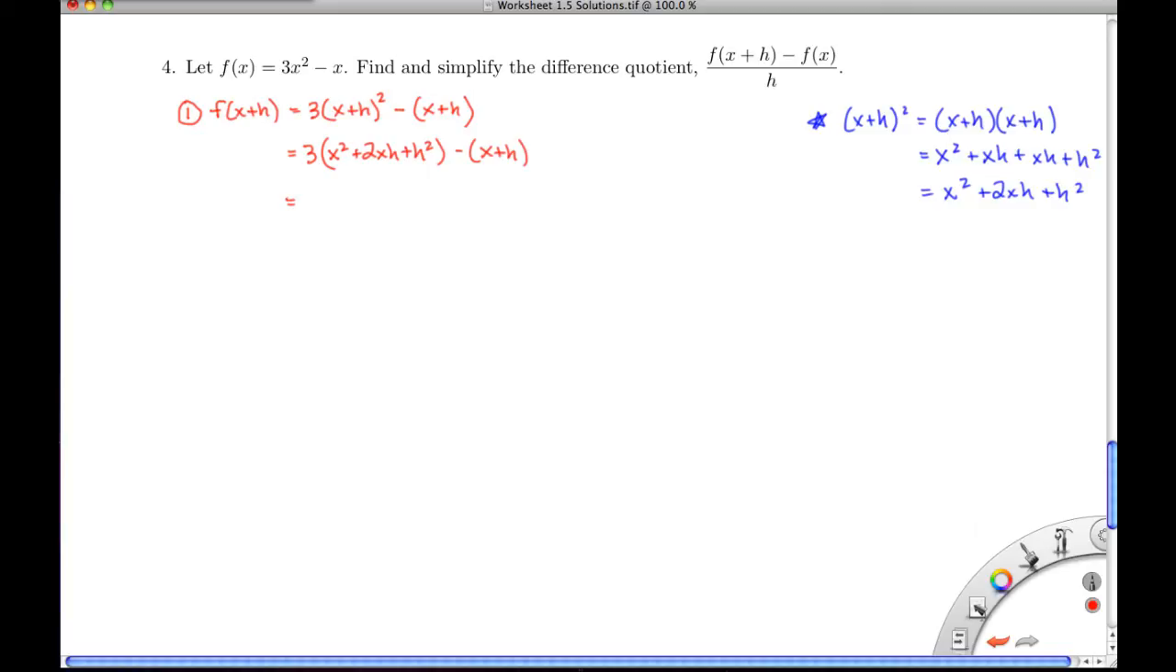Now we can distribute through. If we distribute the 3 through, we're going to have 3x squared plus 6xh plus 3h squared, and then we also want to distribute that negative through to the x plus h at the end there. So it's going to give us a minus x and then a minus h. Nothing else can really be done in terms of combining things, so we can move on to the next step now. For step 2, we want to find and simplify the difference quotient.